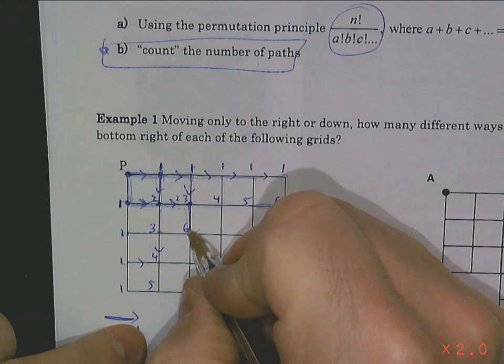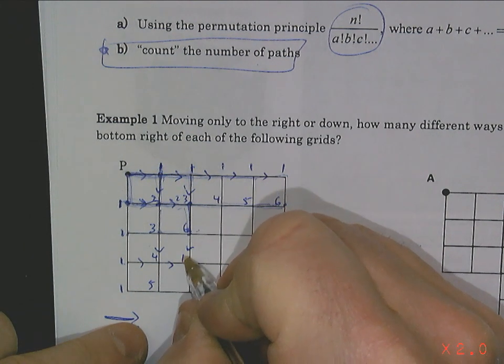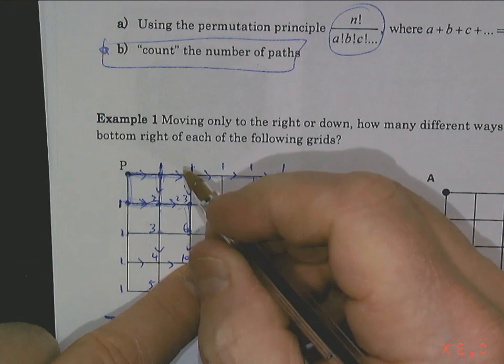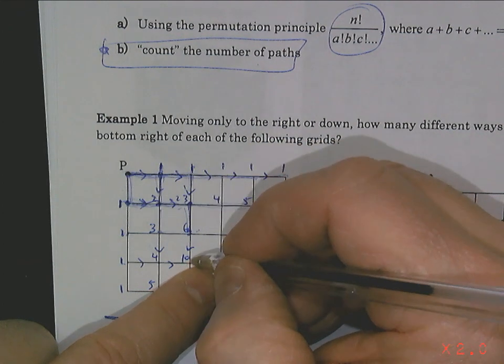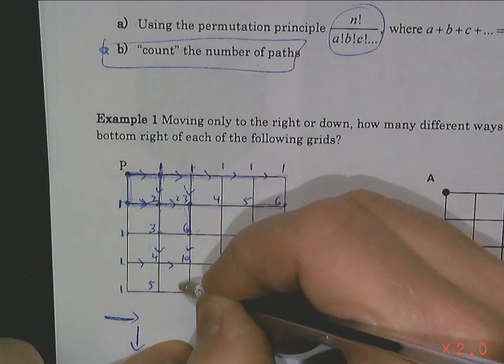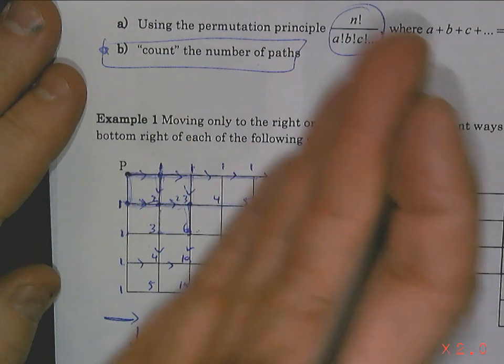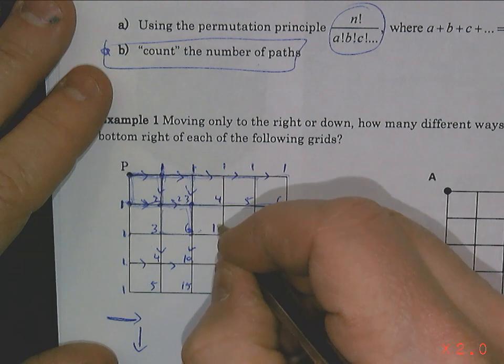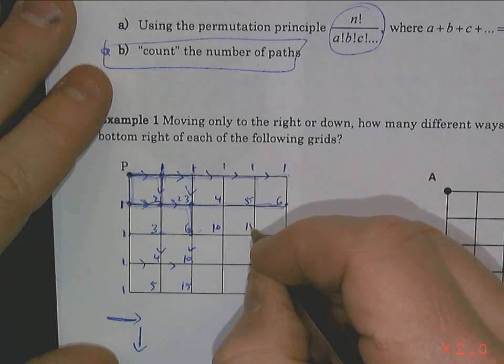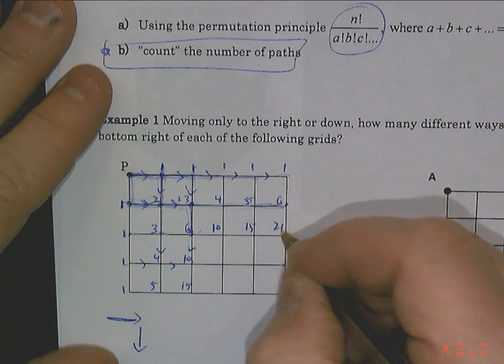And then from 6 and 4, those add to 10. Now I don't want to count, I couldn't even count 6, let alone 10. But there's 10 ways to get there. And then 10 plus 5, there's 15 ways to get there. And then you kind of keep working, like I said, diagonally across. 6 and 4 is 10. 5 and 10 is 15. 6 and 15 is 21.